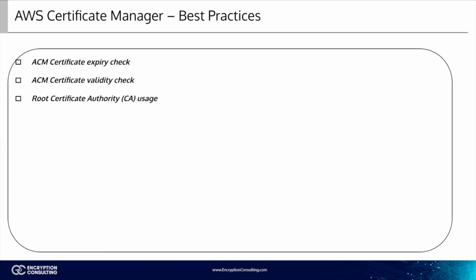Number 3, the Root Certificate Authority or CA usage. As per Amazon recommendation, it's always a best practice to minimize the use of root CA. Instead, an intermediate CA can be created to perform daily activities of issuing certificates to endpoints, and in turn, root CA can issue certificates to intermediate CAs. This way, root CA can be protected from direct exposure during any attacks. Also, providing a separate account for root CA and intermediate CA is a recommended best practice.